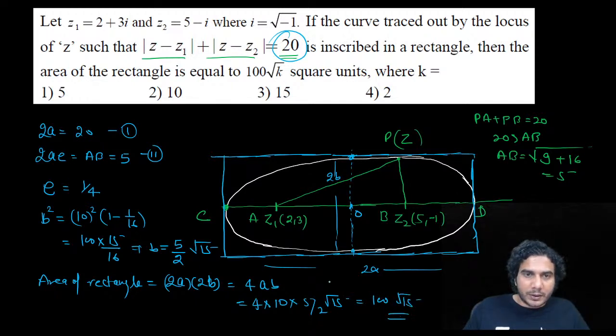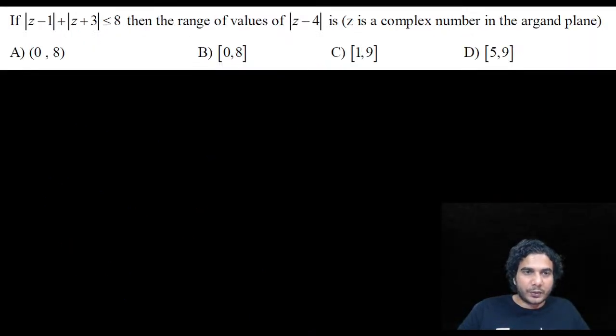So that was the question. It is 100 root K. What is K? So K is 15, right? K is 15. I hope it is clear. Now let's do one more question, okay? One more, and after this we'll start hyperbola.